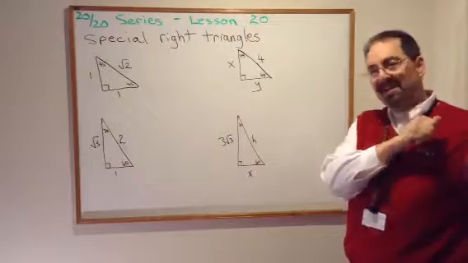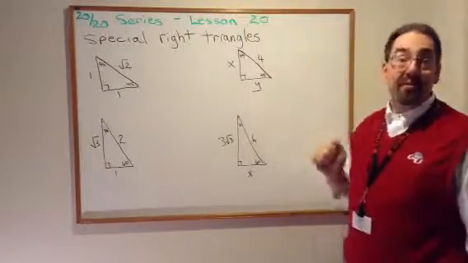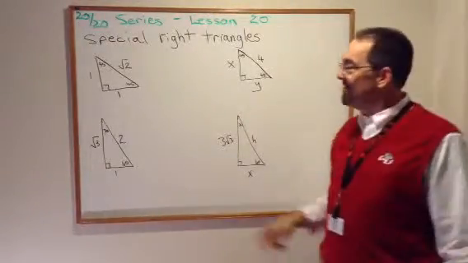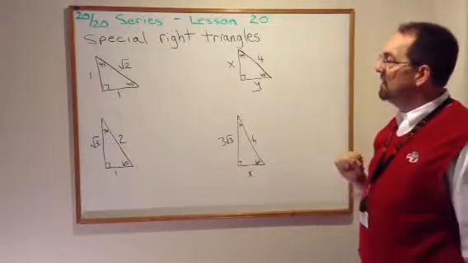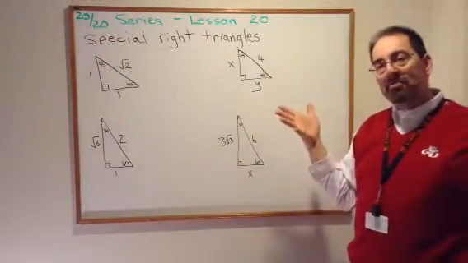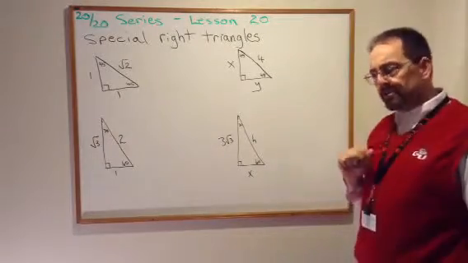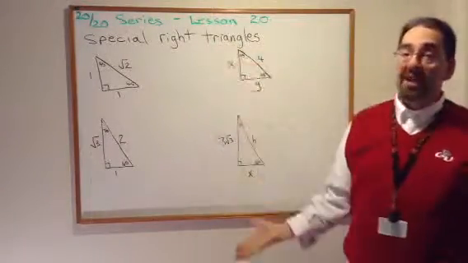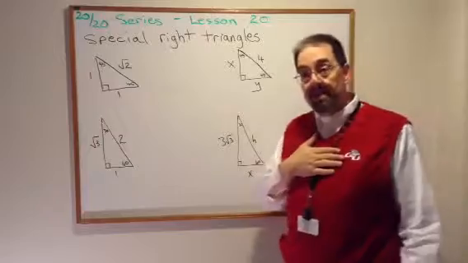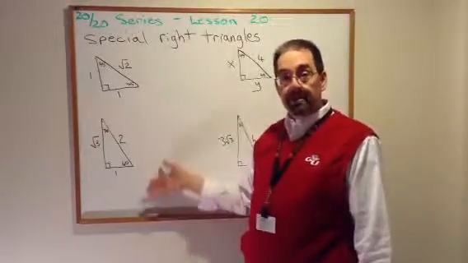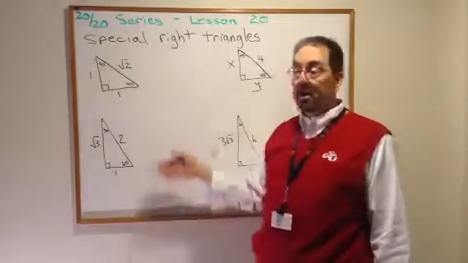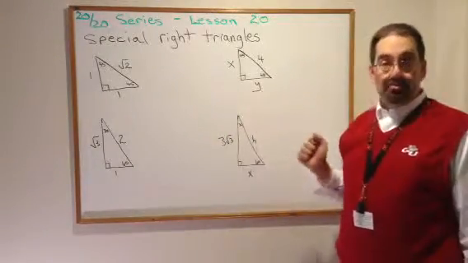And we finally made it. Lesson 20 of our 2020 series as we're getting ready for the EOC test at the end of the month. Our last item that we want to review is special right triangles. The reason I left this for last is because, in my opinion, it speeds us up. If we remember these little tricks, these little rules, we can go a lot faster on certain problems.